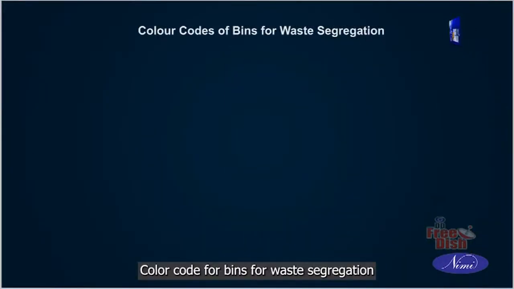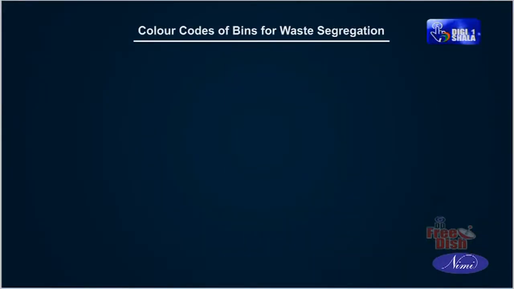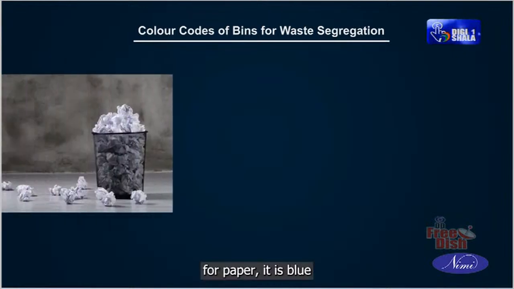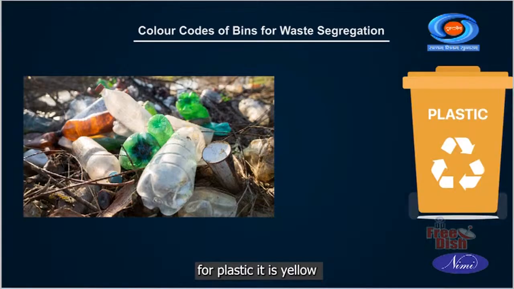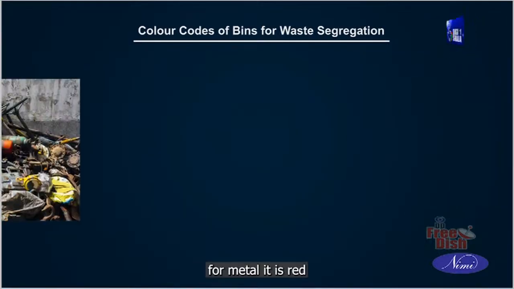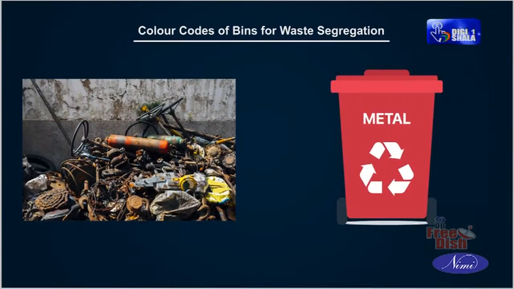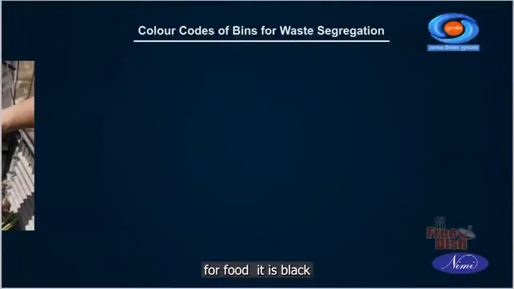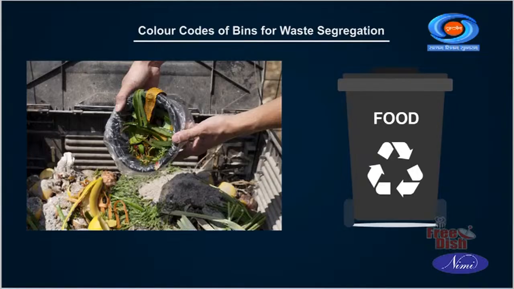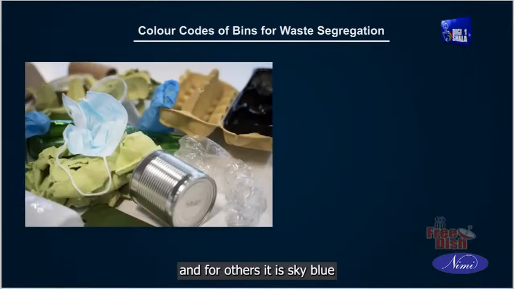Color code for bins for waste segregation. For paper, it is blue. For plastic, it is yellow. For metal, it is red. For glass, it is green. For food, it is black. And for others, it is sky blue.